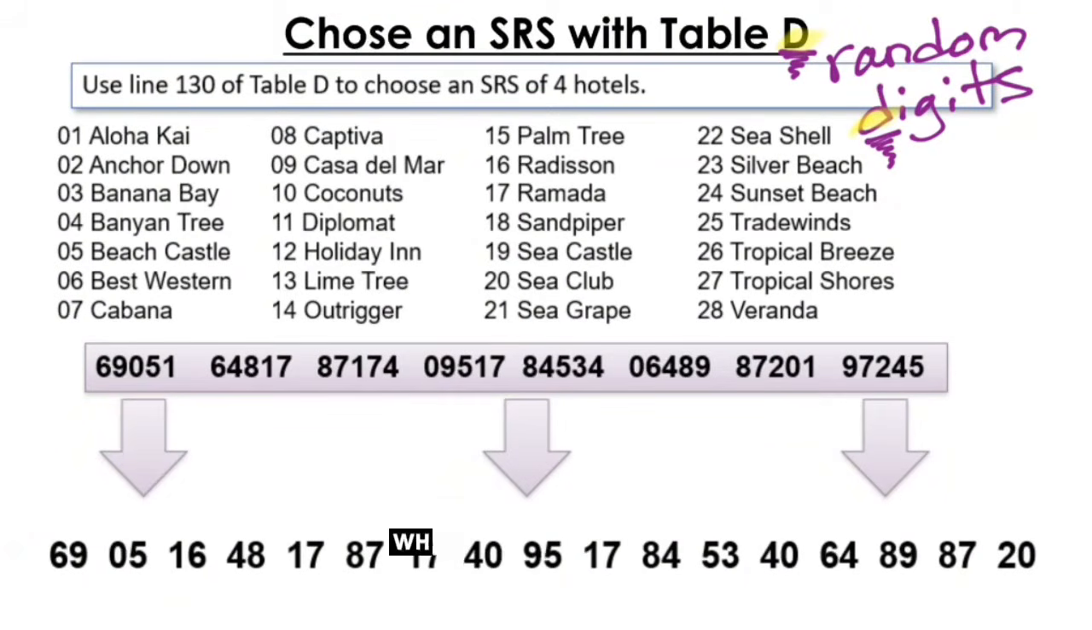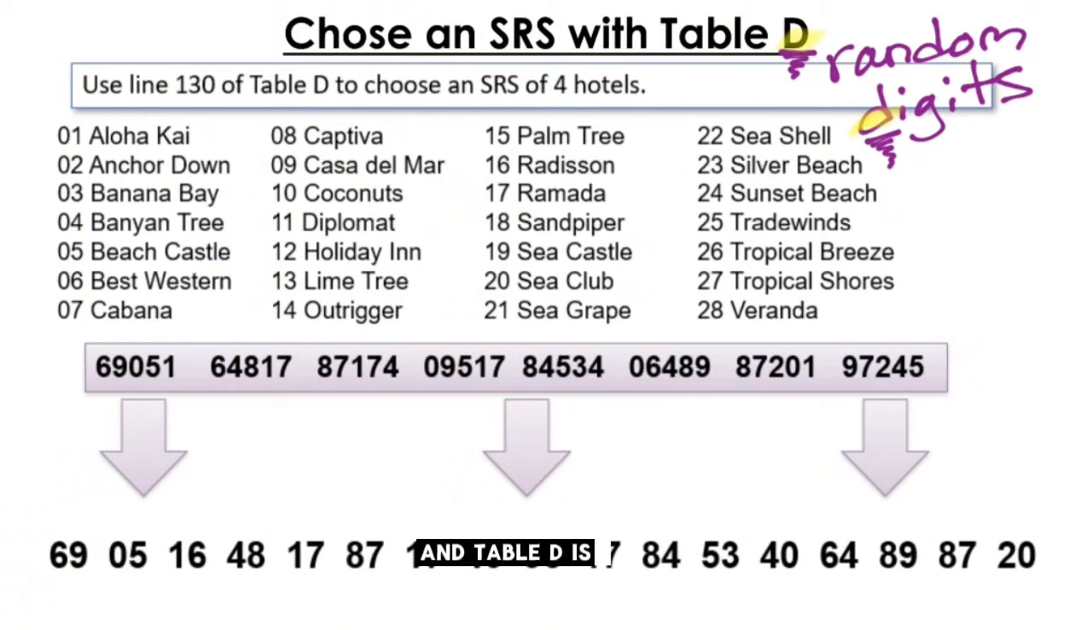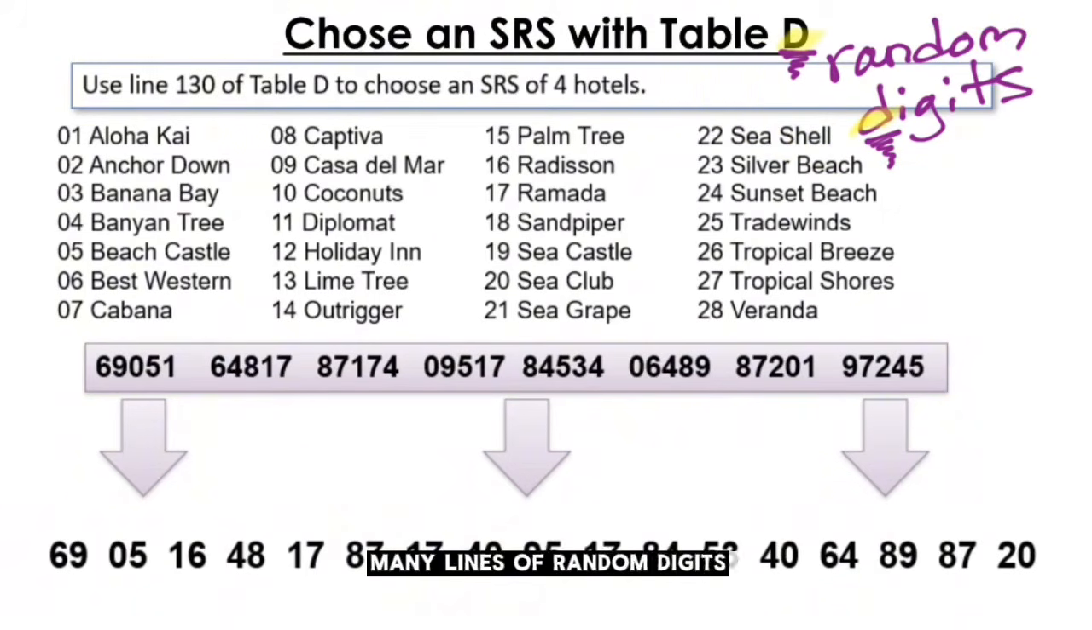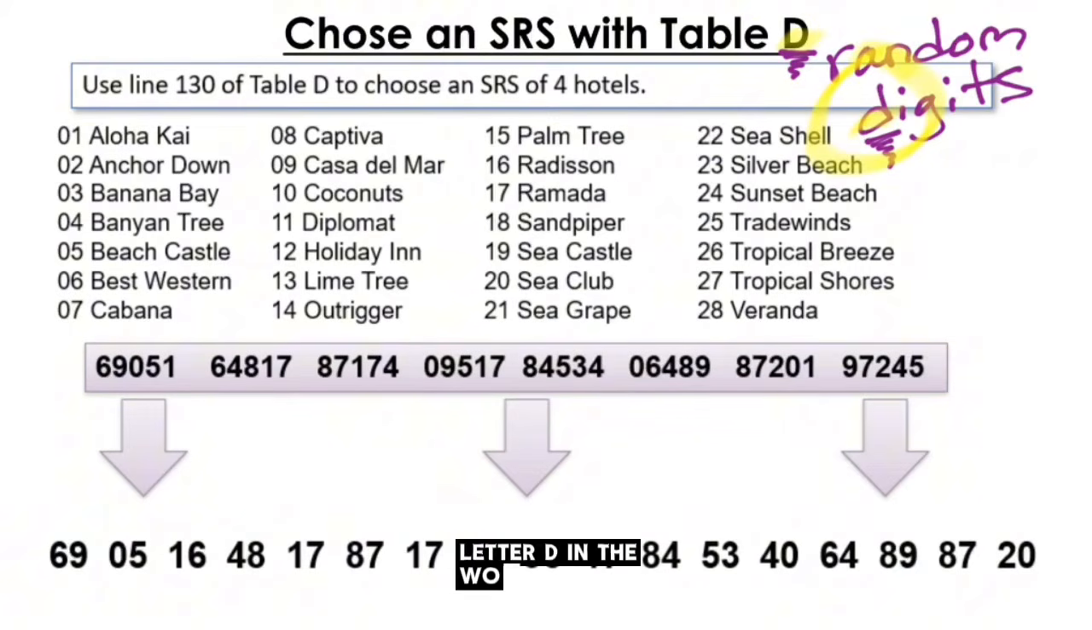This is one method where you are choosing an SRS with what is called Table D. And Table D is found in a textbook. You can find them online. It is a pre-generated table with many, many lines of random digits. So you can think of that capital D as referring to the letter D in the word digits.